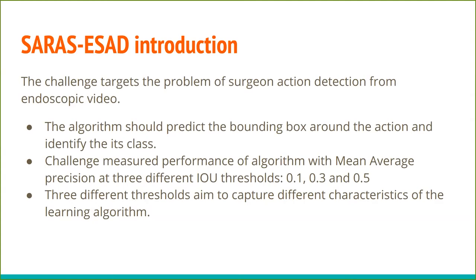So for example, if we are using the 0.5 threshold, then the localization quality of that algorithm should be much higher in comparison to the classification accuracy. And if we are using the 0.1 threshold, we just want the approximate location of where the action is being performed, and we are more interested in what actions are present in the current frame. So if we take the mean, that somehow represents how good the algorithm is at all three thresholds.